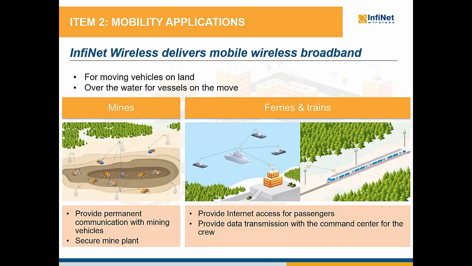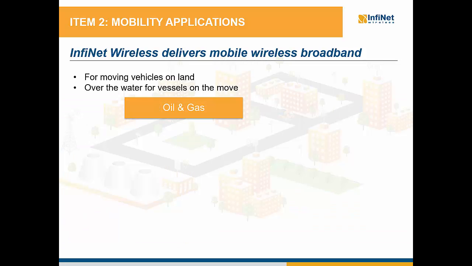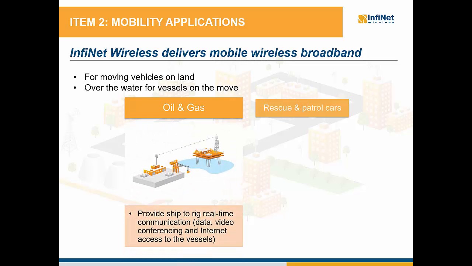Actually, the main purpose is to provide permanent communication with the moving vehicles and to provide broadband wireless connectivity with the moving objects, regardless of whether they are ferries or trains or mine vehicles. The main purpose is to provide constant and uninterrupted connectivity to all these mobile devices. And of course, from one project to another, from one application to another, there are different purposes. Other types of applications are in the oil and gas industry, for instance, and as I said at the beginning, for the rescue and patrol cars.